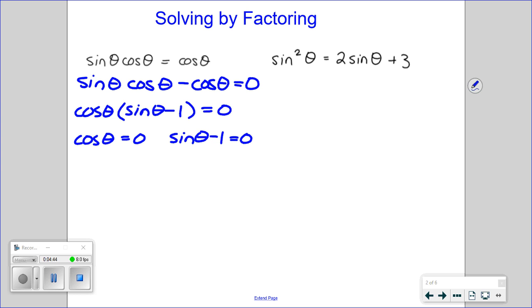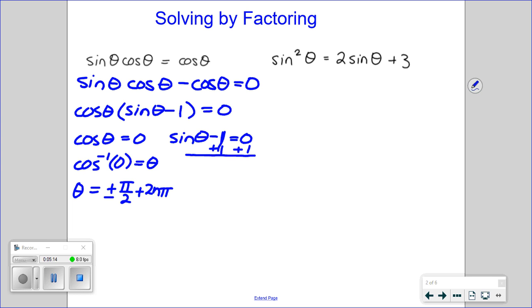Okay, so we've got cosine theta equals 0. We're going to go ahead and use our inverse function to solve for theta. And then we're going to think back to our unit circle. Where is cosine equal to 0? And cosine is 0 at pi over 2. And then remember we put a plus minus in front because we're solving for cosine. All right, then we're going to solve our second equation. Here we're going to have to add 1 first to both sides. We get sine theta equals 1.